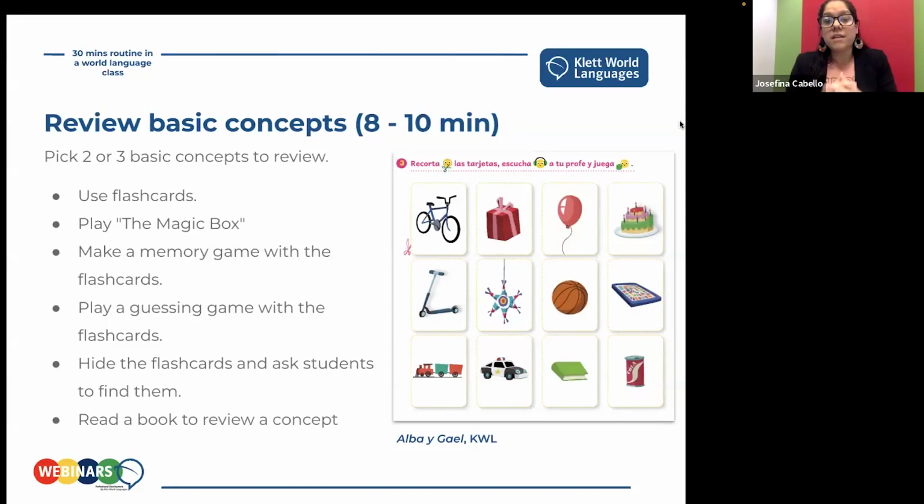And another thing that we do is that we review basic concepts like colors, feelings, our calendar, or again, anything that we need to review from a previous activity or a previous unit. We can review it. And what we do is that you're going to pick 2 or 3 basic concepts to review. If you want to review something about a previous class, you can do that. If you want to review colors, you can do that. If you want to review calendars, if you want to review numbers, if you want anything that you want to review, pick 2 or 3 concepts.